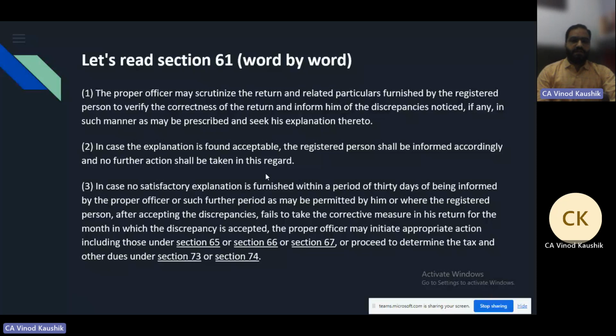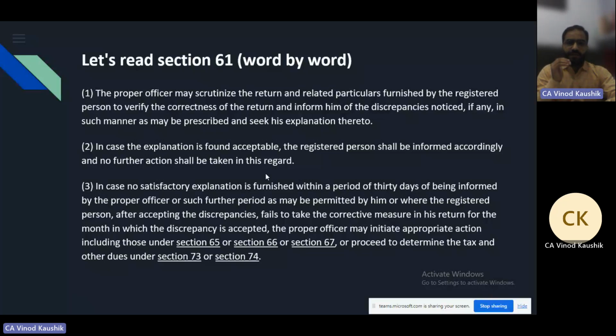Very, very important. 61 subsection 1 is very, very critical and important, friends. The proper officer may scrutinize the return and related particulars furnished by the registered person. The initial condition, friends, is that the proper officer has to scrutinize the returns before sending notice in ASMT 10, and this is, you can say, very, very important. The officer needs to devote some time to scrutinize my returns first before sending any kind of notices.